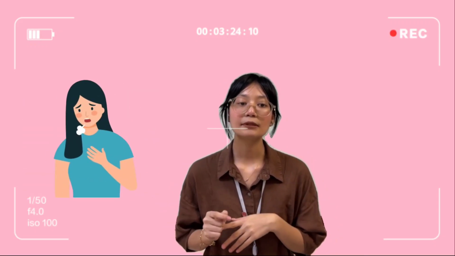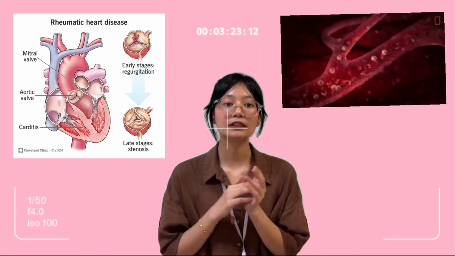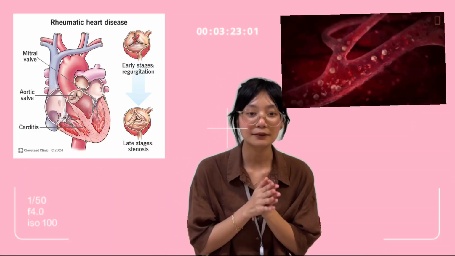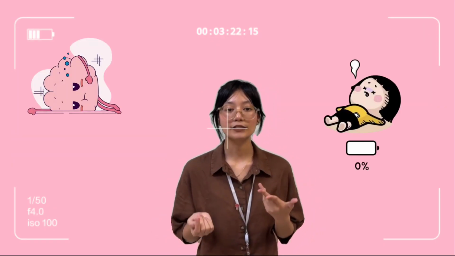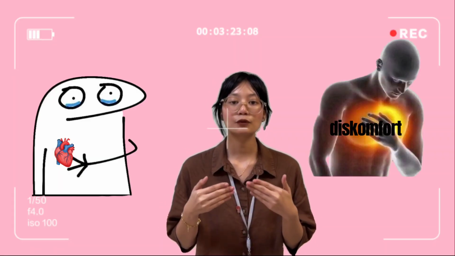The first symptom is shortness of breath. This happens because the damaged heart valve affects normal blood flow and makes it harder for the heart to pump blood properly. Next is fatigue and weakness. Patients often feel tired easily because the body does not receive enough oxygen-rich blood. Patients may also experience chest pain or discomfort due to stress on the heart. Another common symptom is palpitation, which means fast or irregular heartbeat, also known as arrhythmia.